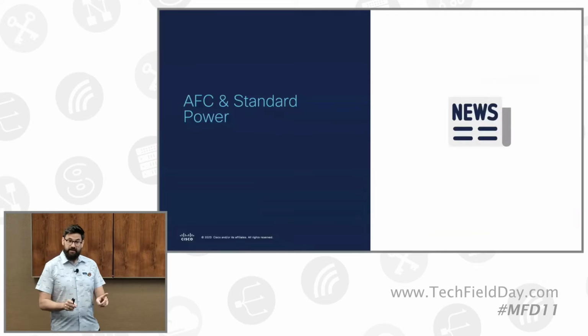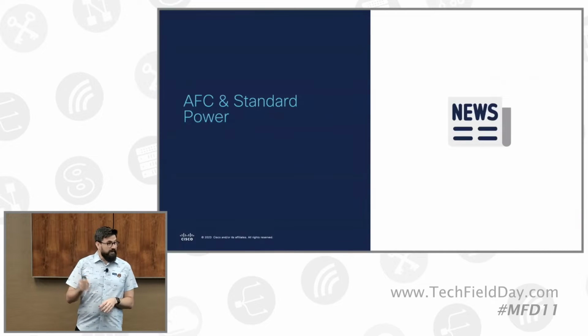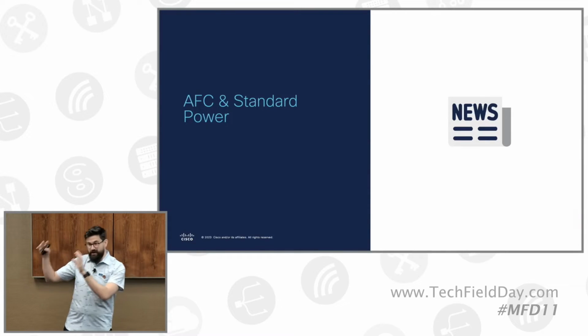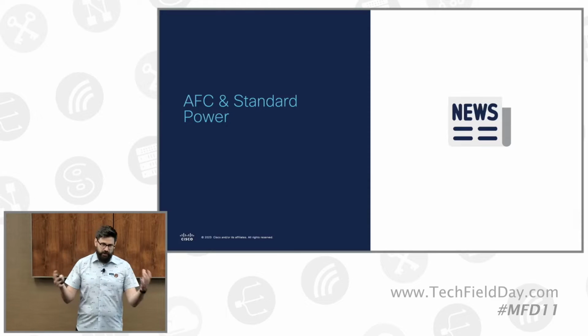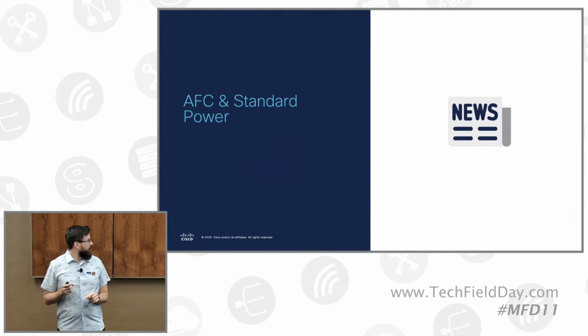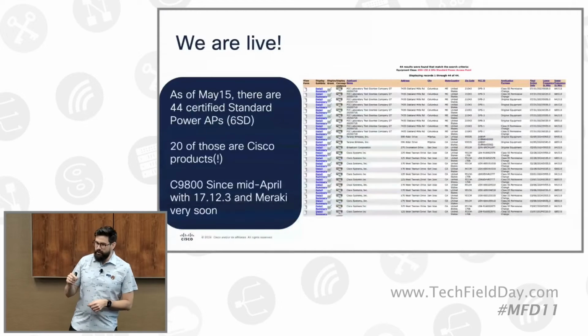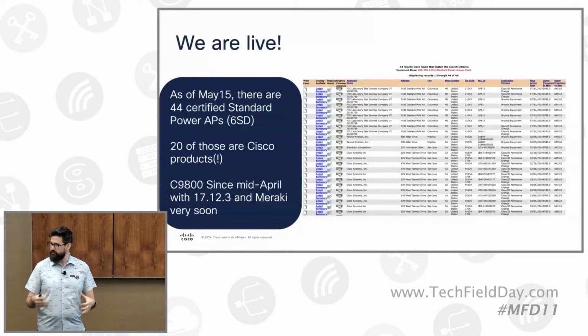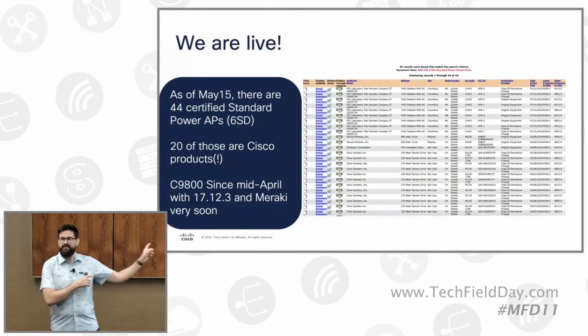Which leads me to AFC. Back in November, we did the whole deep dive of architecture and a demo, and Wes was nice enough yesterday to give us a refresher on all of the regulatory requirements. So I'm just going to jump to the good part. We're live. As of a few days ago, there are 44 APs that have been certified for standard power use in the US. 20 of those are Cisco.